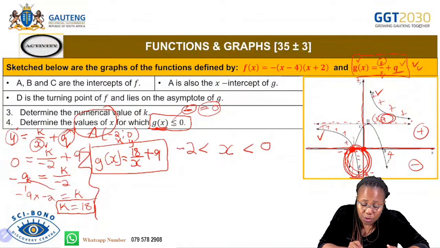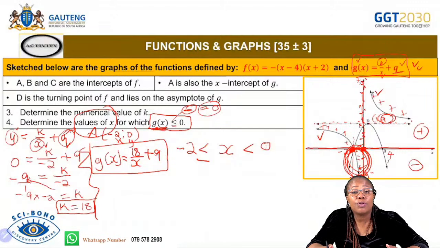Can we now include minus 2, because 0 is included there? Can we include minus 2? Yes, we can. Can we include 0? No. Remember there's an asymptote for that particular function, which is on top of this x-axis. We cannot put an equal to here because there is an asymptote at x equals 0. Asymptote means the graph will never touch that particular point.